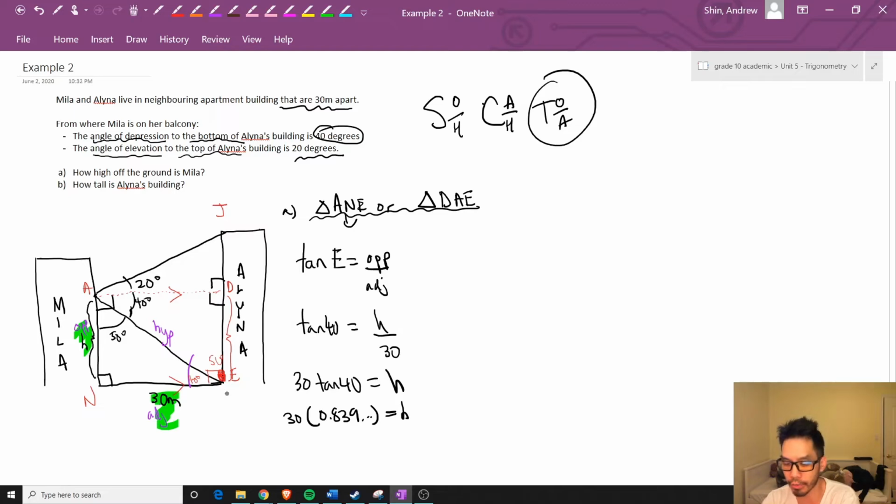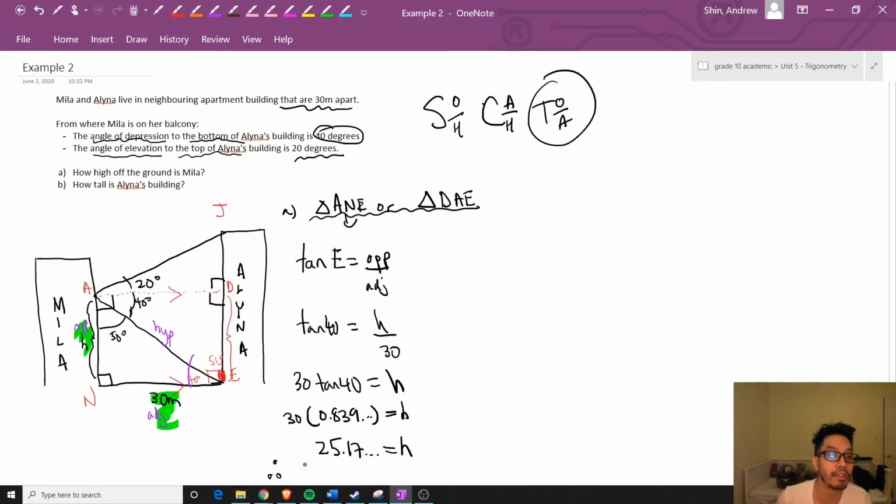So we're going to multiply by 30, and our opposite is going to be 25.17... And we are going to store this in our calculator. So store A. I have to keep every single decimal place in order to get the most accurate answer for maybe part B. So I know that H is 25.17, and I guess we can answer that part of the question.